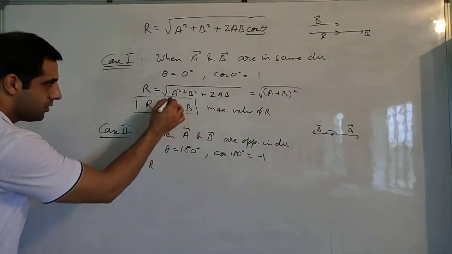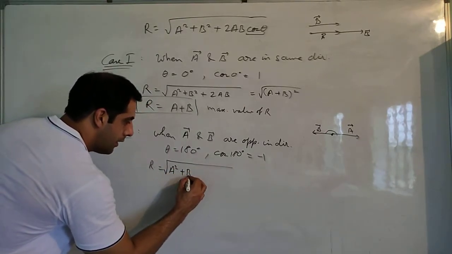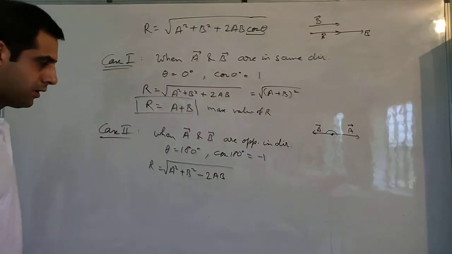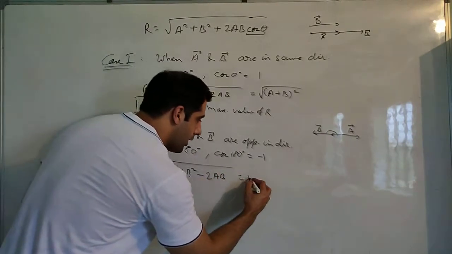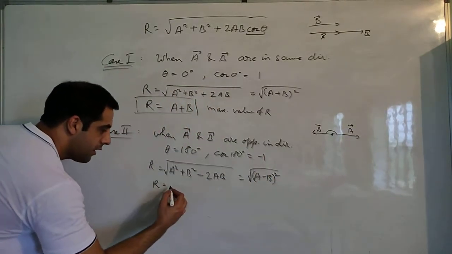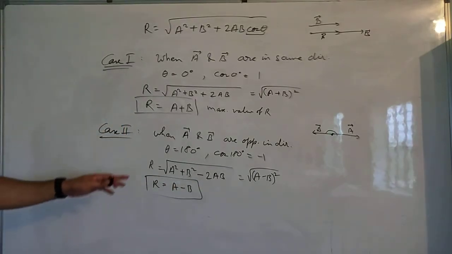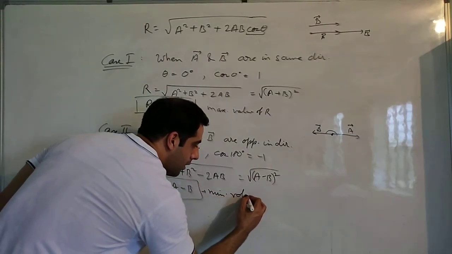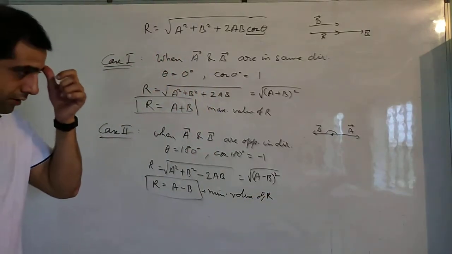So if we put this information in the formula, then it will be equal to the square root of a square plus b square minus 2ab. This is the algebraic identity for a minus b whole square. So this will give us the value of R as a minus b. This is the value of the resultant in this particular case, and this will give us the minimum value of R.